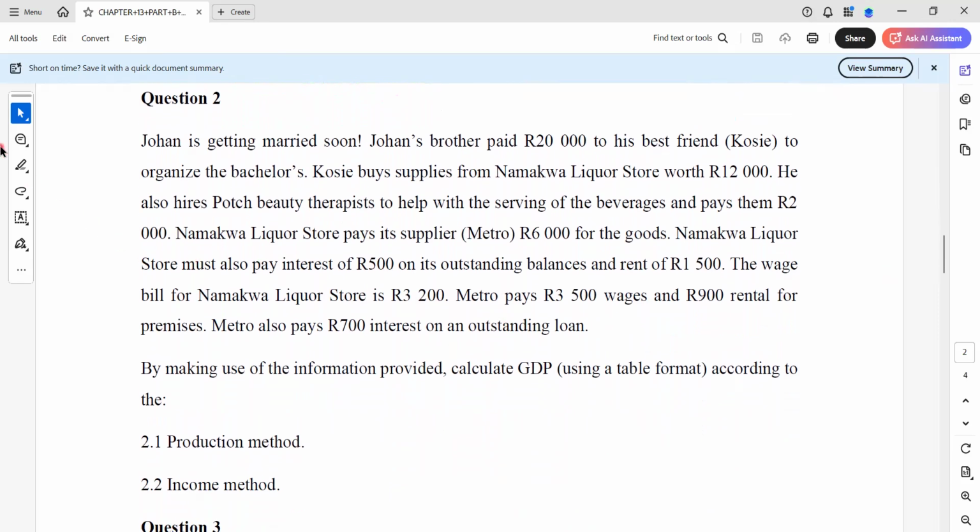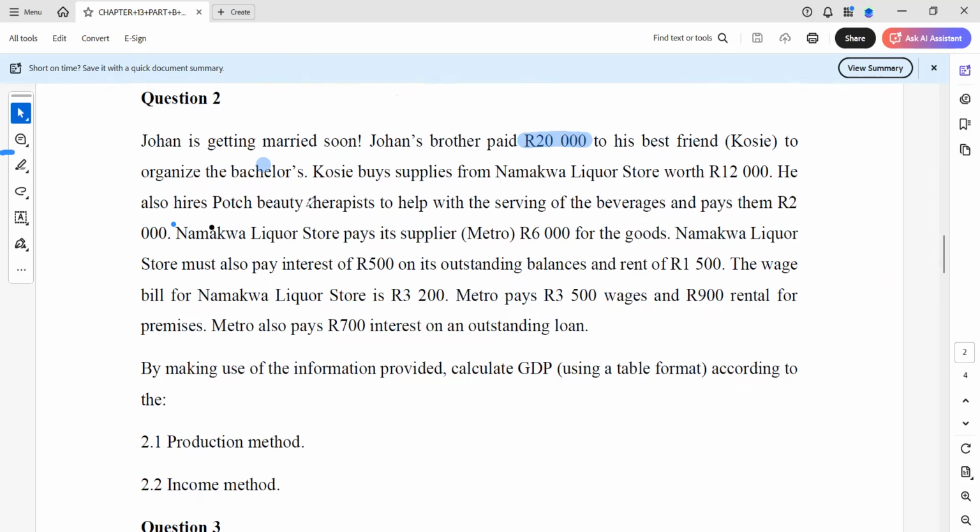So question 2, definitely gonna need a highlighter for this one. Okay, so they're saying here, Jonah is getting married soon. Jonah's brother paid 20,000 rand to his best friend, Koisi, to organize the bachelors. Koisi buys supplies from Namakwa liquor stores worth 12,000.